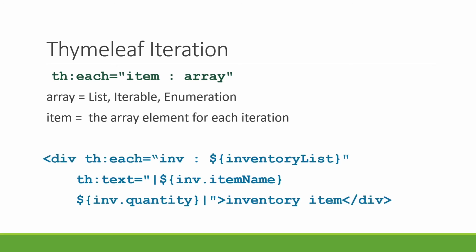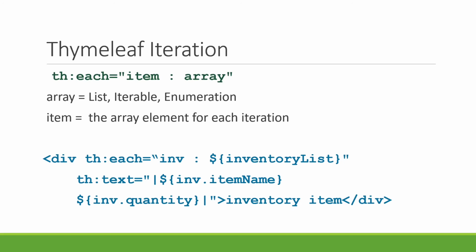So for example, this code will iterate through a collection called inventory list, where the inventory object in each iteration is referenced by the variable inv, and a div element for each inventory object in the list is created or rendered, displaying the item name and the quantity. So one div per inventory object in the list. This isn't going to create only one div for everything. It creates one of these divs for every single item in the list.